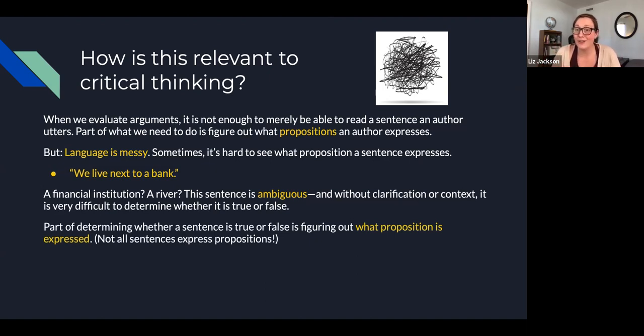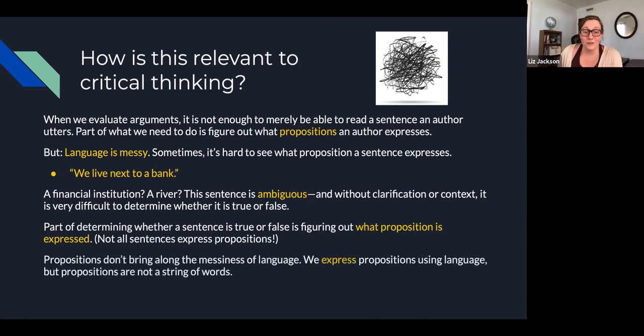And like I just mentioned, some sentences are just nonsense. It's just a string of words that doesn't say anything, so it wouldn't express a coherent thought or idea. So we're going to look at language, we're going to look at sentences, and then try to figure out what are the propositions being expressed. And then once we do that, we can ask, is this true or is this false? And what's really nice is once we know what the proposition being expressed is, we don't have to deal with the messiness of language. We do express propositions using language, but propositions are ideas. They're not just a string of words.